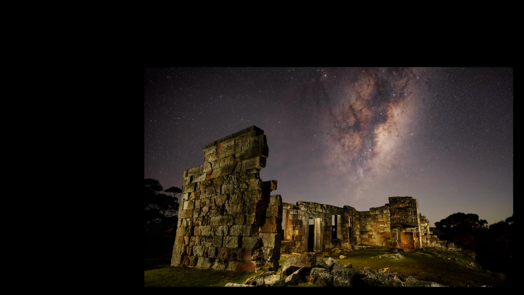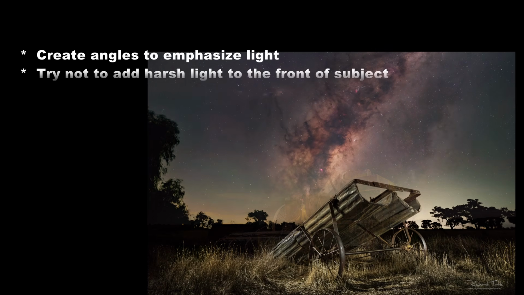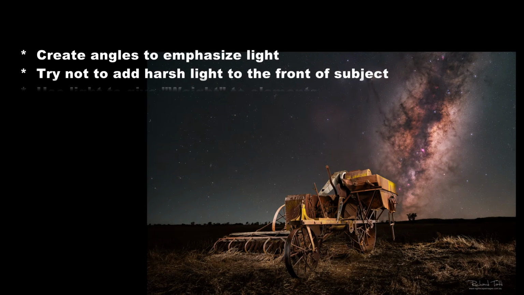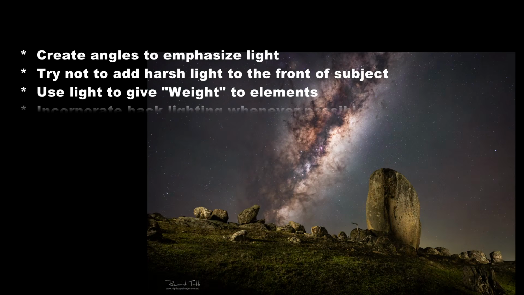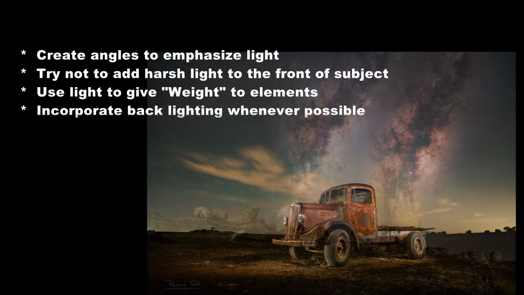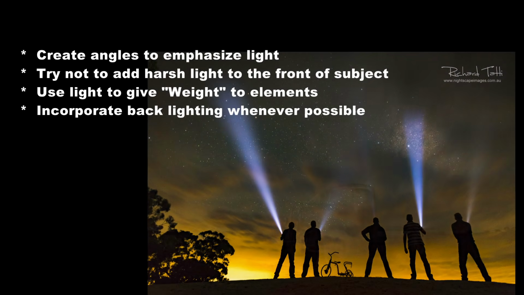So, getting back to where we started. Create angles to emphasize light whenever possible. Try not to add harsh light to the front of our subject. Rather, add light to the sides and the edges of our subject. Use light to give special weight to important elements in our scene. So when we're composing an image, we are making sure that the eye is always going to be drawn towards whatever it is that we want people to look at, and incorporate backlighting whenever possible.